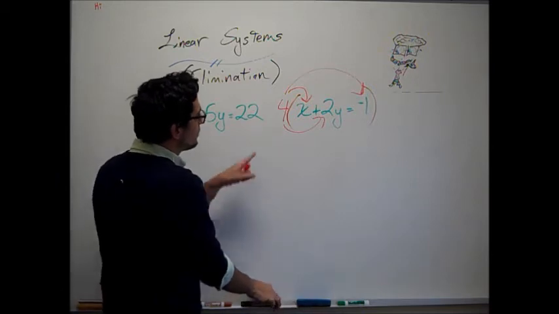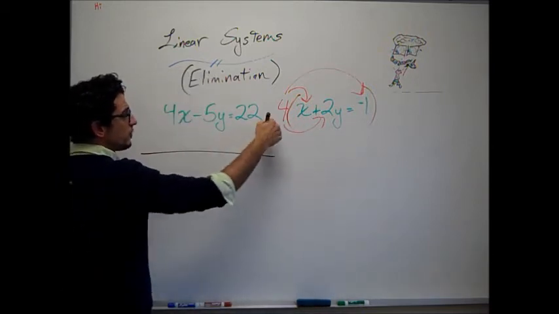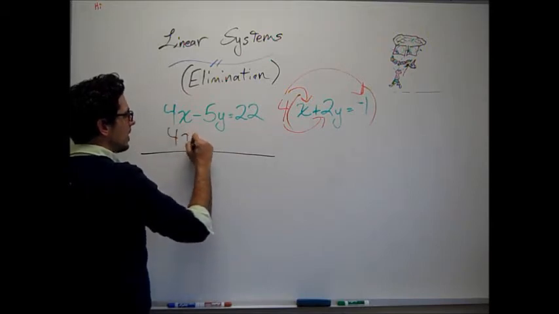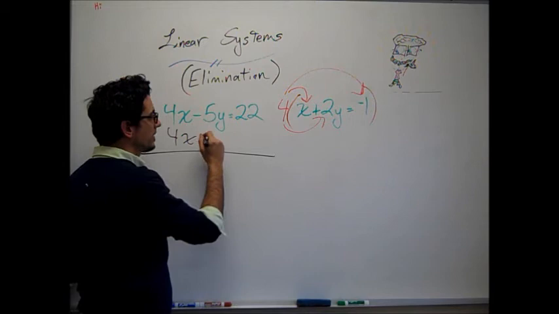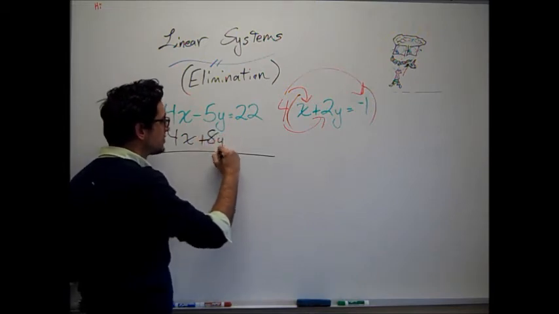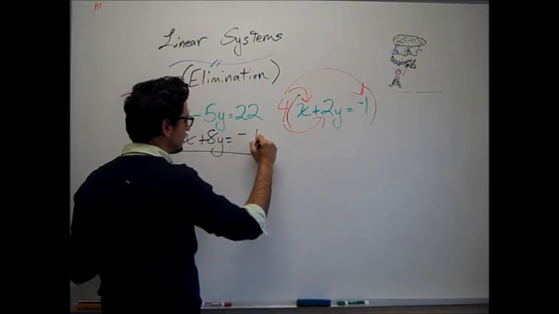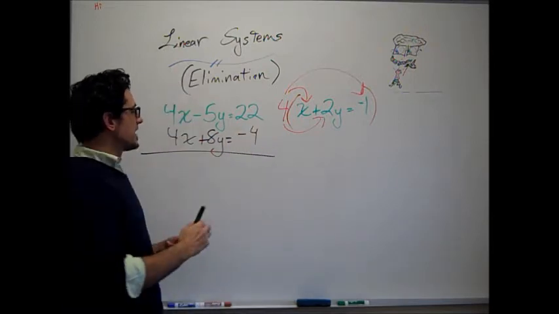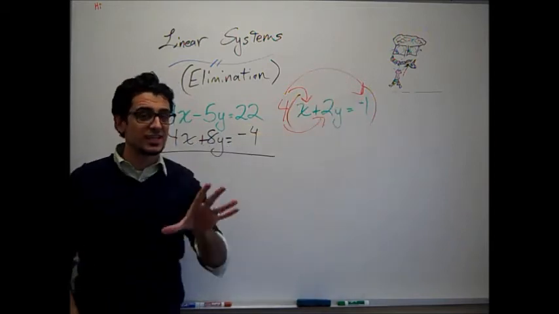And so what is 4 times x? Now I'm going to write it down here, okay? So what is 4 times x? It is 4x. Awesome. What is 4 times 2y? I end up with a positive 8y. And then I've got equals, what's 4 times negative 1? Oh, it's negative 4. So now I have distributed 4 into this.